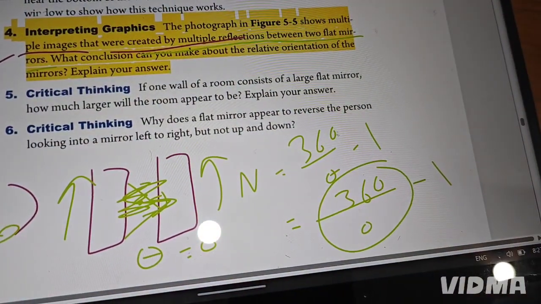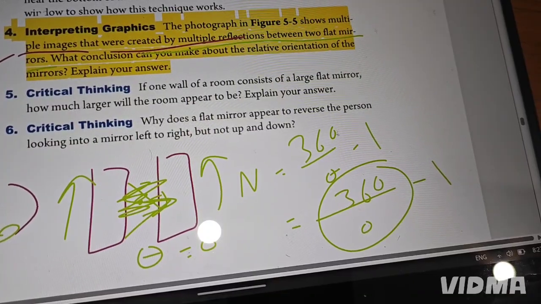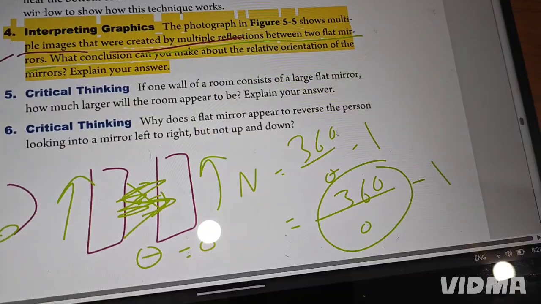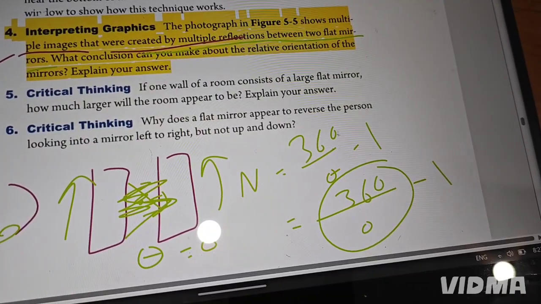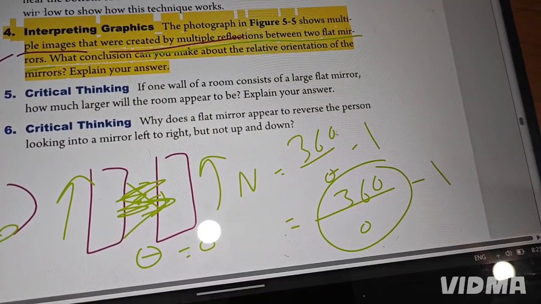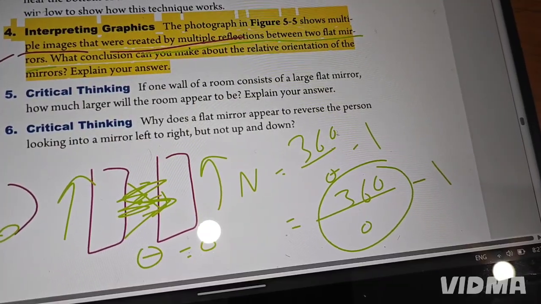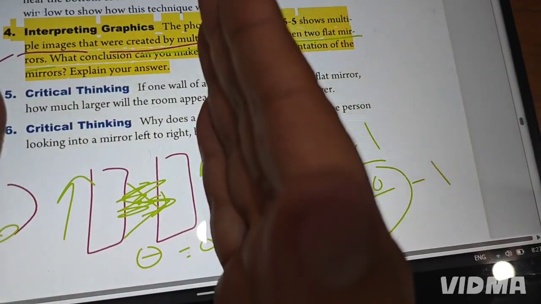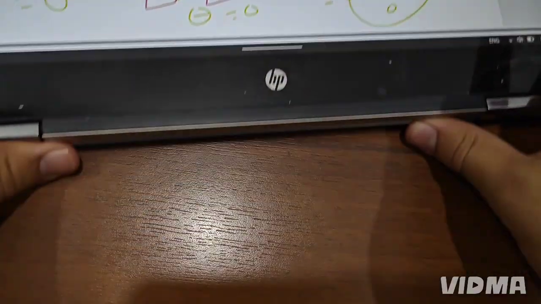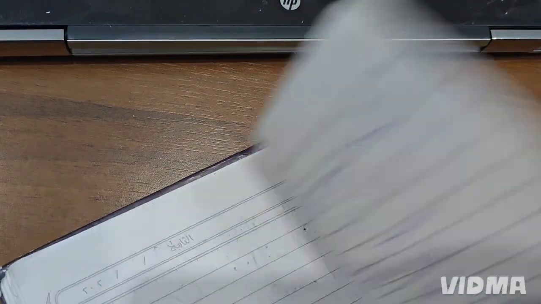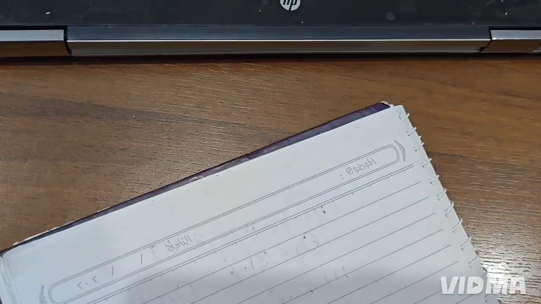The answer is the light must be reflected from one mirror to another in order to form an image. Of course, you have to reflect the light from the mirror to form an image. Therefore, the mirrors must be exactly parallel to each other. We have to put both of them parallel to each other to create multiple images.